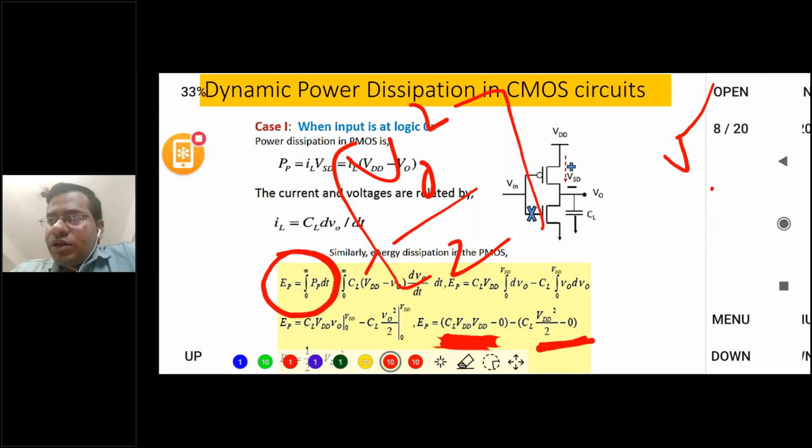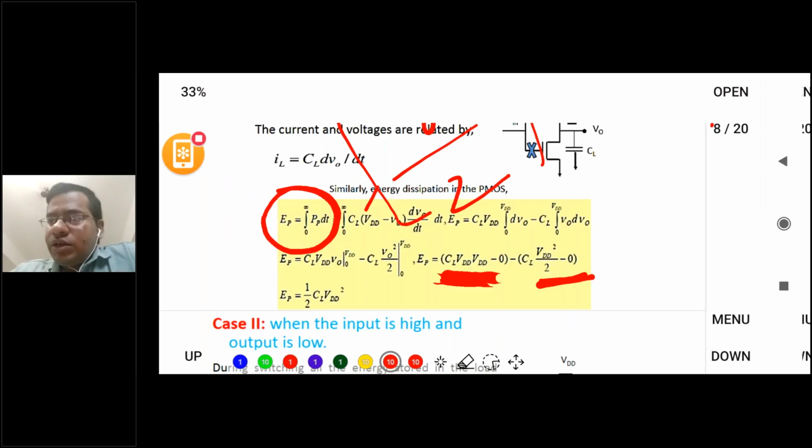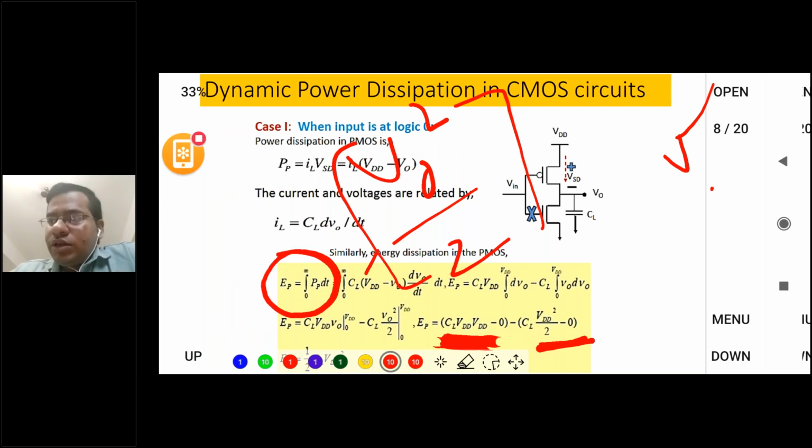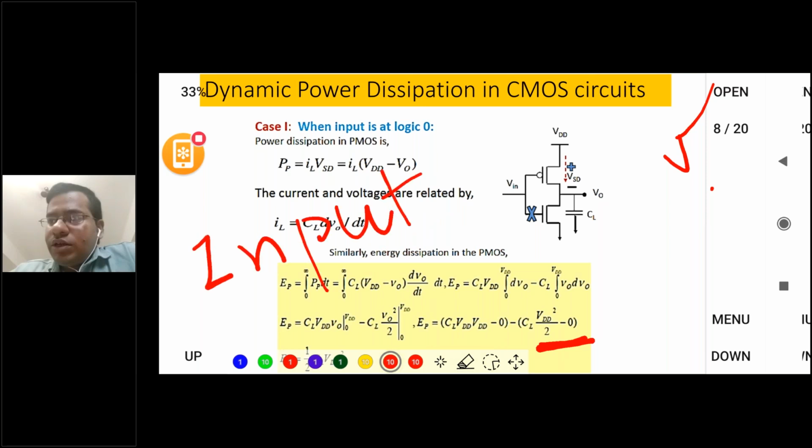So this is the actual condition. That is the final power dissipation if your input logic is 0. We assume that this is the power dissipation if the input logic is 0. If the input is 0, this is case 1. In this case, the power dissipation is this, and the energy dissipation is this. So this is one case.